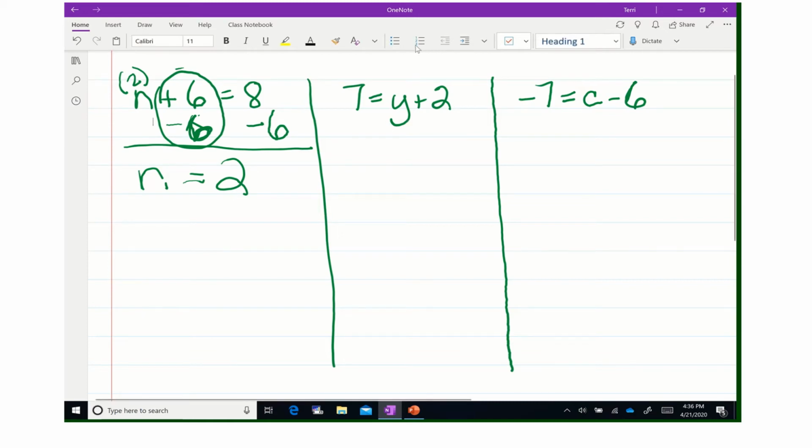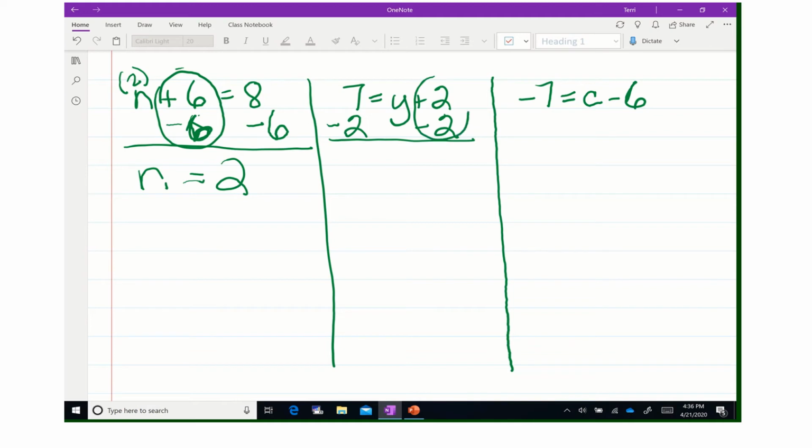All right, let's move on to the second problem. 7 equals y plus 2. Again, we're trying to get our variable y all by itself, so I need to get rid of the plus 2. The opposite of adding 2 is subtracting 2. So I'm going to subtract 2 on this side of the equal sign, and I do the same thing to this side.